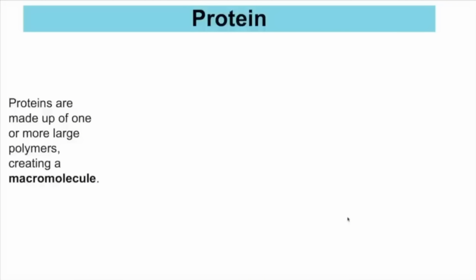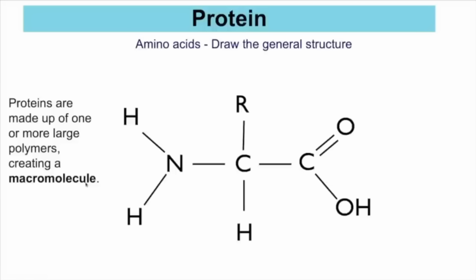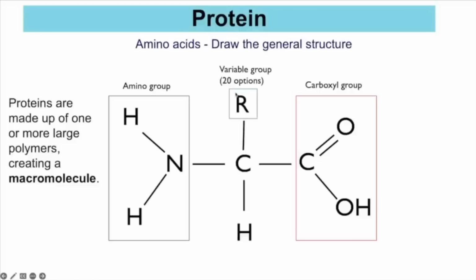Proteins are our next biological molecule, and they are large polymers, and they are described as macromolecules. They're made up of the amino acid monomers, and here is our general structure of an amino acid. We have a central carbon with an amine group, a carboxyl group, a hydrogen, and then the R group is the variable group. And that means it is the part that changes in all 20 different amino acids.